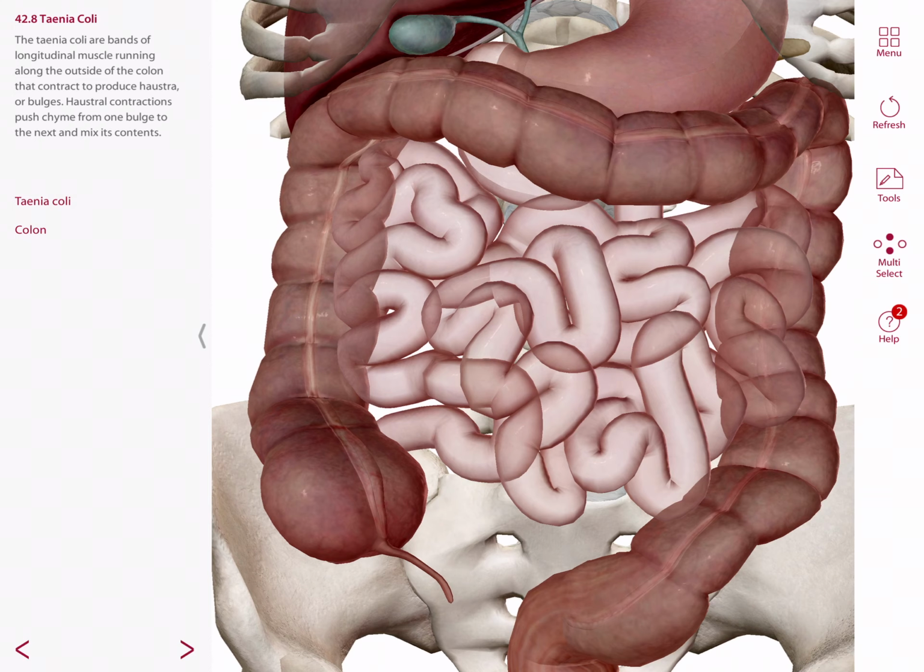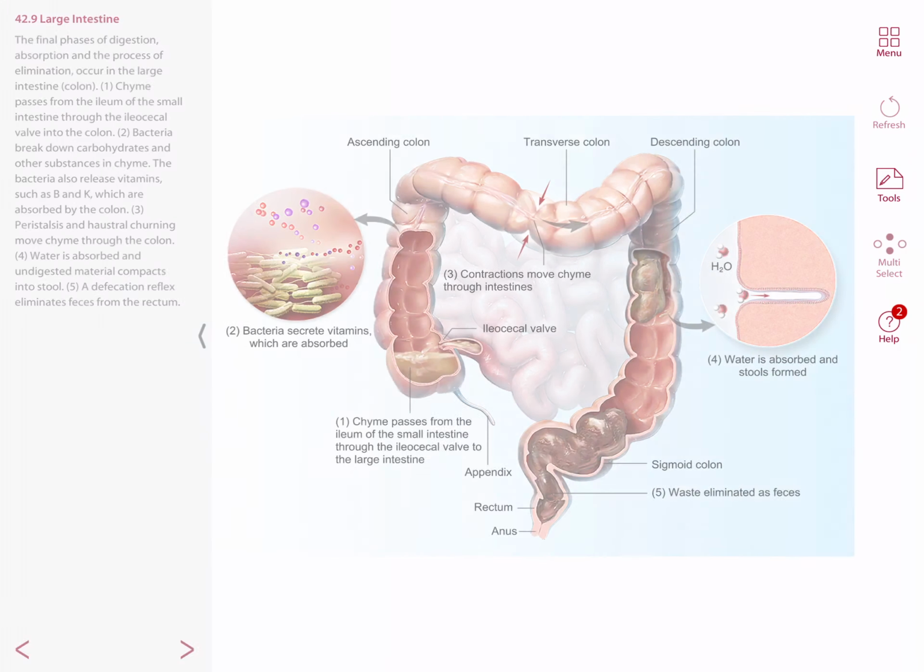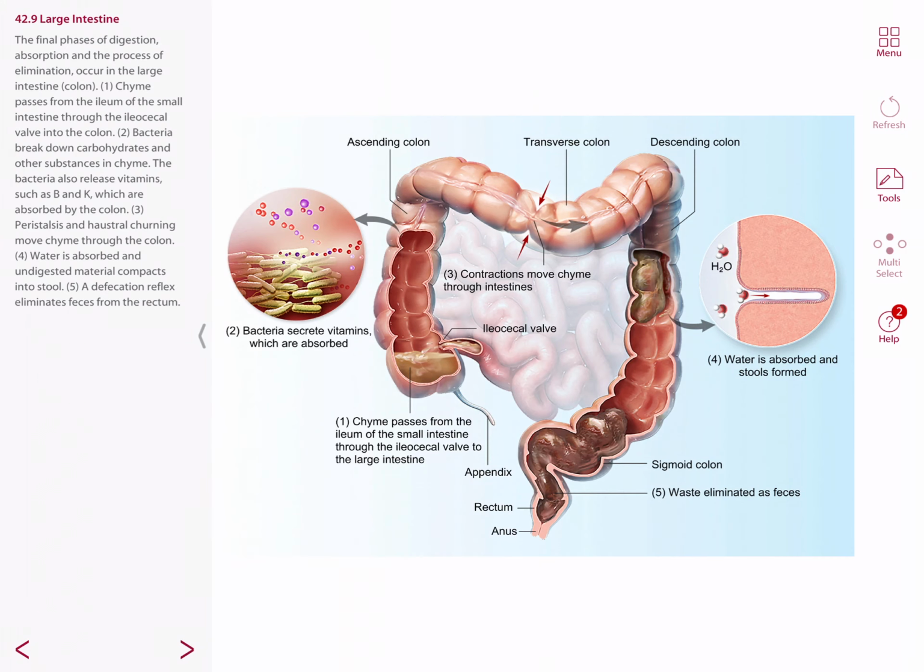Taenia coli, this is a long band of smooth muscle. It runs the entire length of the large intestine, and it allows the muscle to create little pouches. We call those haustra. And so these little haustral contractions push the chyme from one pouch or one bulge into the next one, allowing those contents to get mixed up.